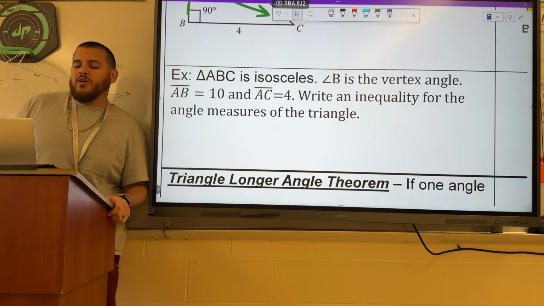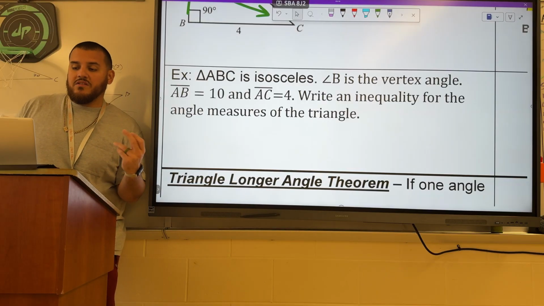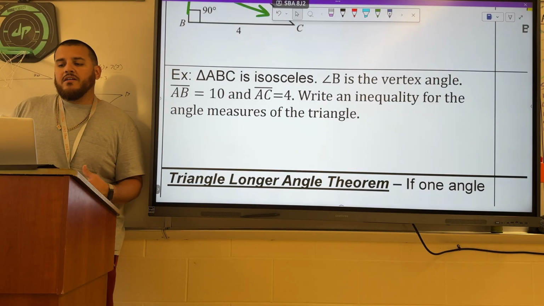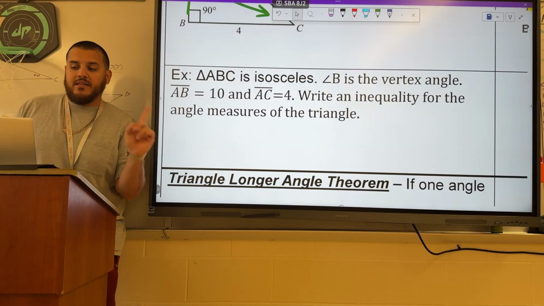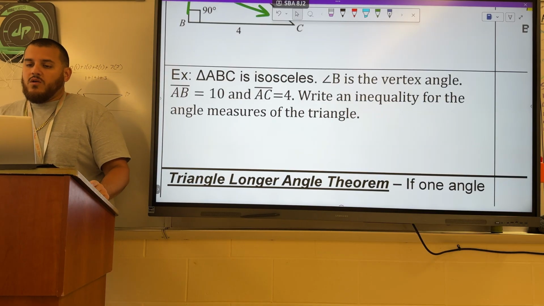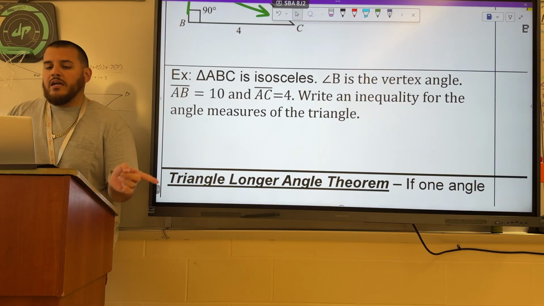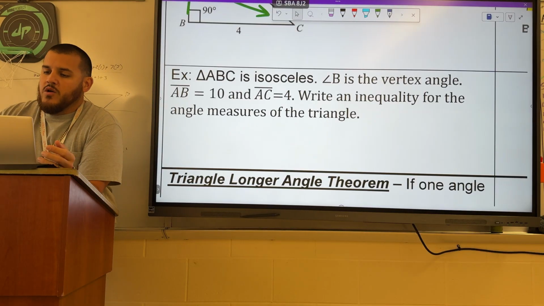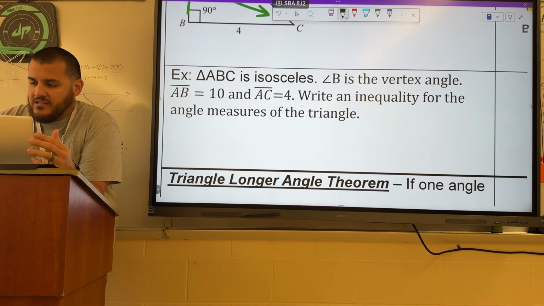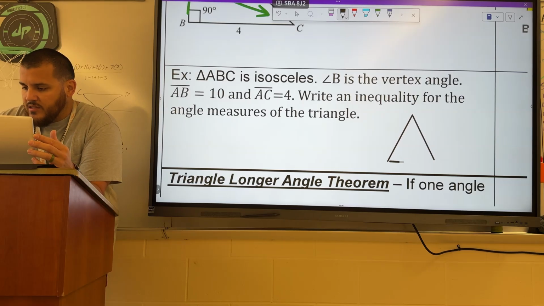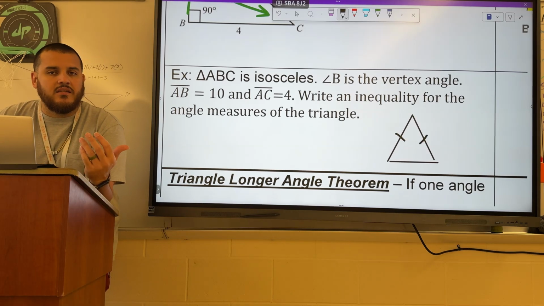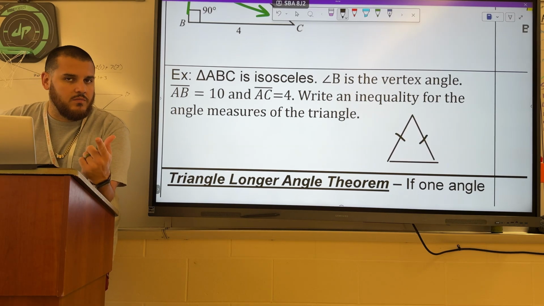All right, I love this example here. We have no figure given to us, but we're going to have to do this, arranging this inequality of angles when we know that there is an isosceles triangle where angle B is the vertex angle, and we're given the length of two sides. So we should draw this based off of our knowledge of isosceles triangles. I'm going to draw a triangle, and I'm going to give it two congruent sides because I know that isosceles triangles have two congruent sides. It's something that you should know as well.